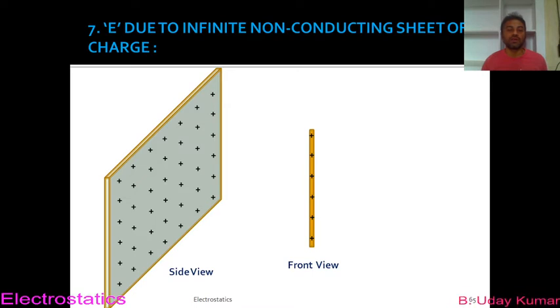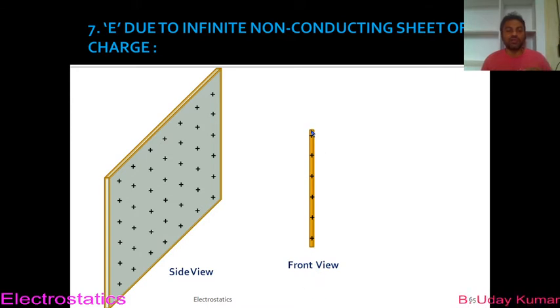This is the non-conducting sheet of charge, and you can assume as if the entire sheet itself is made of charge. Non-conducting sheet of charge is nothing but the entire sheet is made of charge. That you can understand, that you can imagine. So if the entire sheet is made of charge, it looks like a line if you see it from the front. So please check it out. This is the front view.